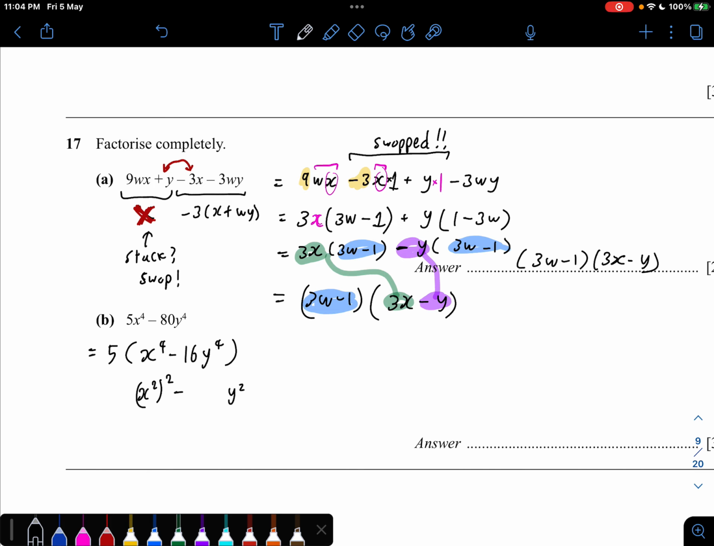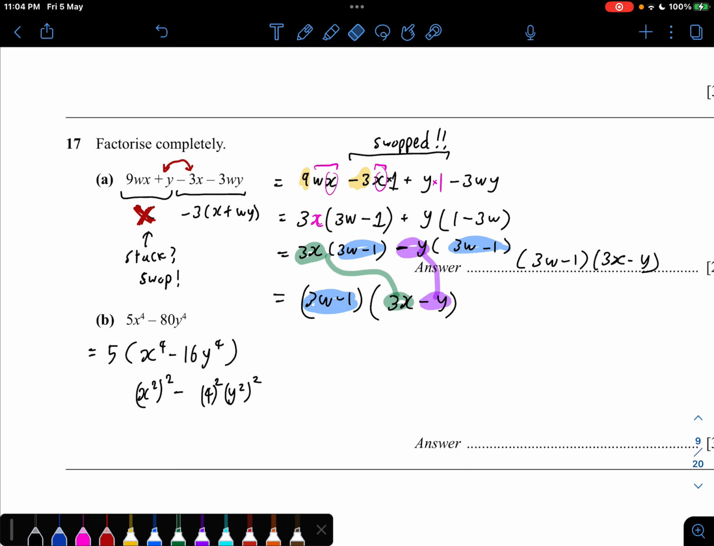Y power 4 can be rewritten as y squared, but 16, can it be rewritten as something square? Yes, it is 4 squared. Well, square times y squared, is there a nicer way to write it? Sorry, maybe more like 4 squared times y squared squared. Is there a nicer way to write it? Yes, we can factor out essentially this power 2.